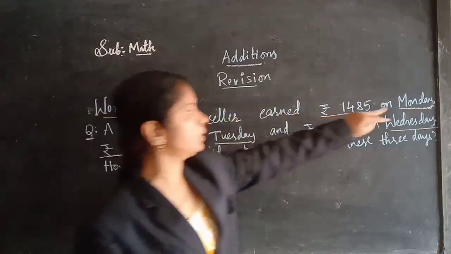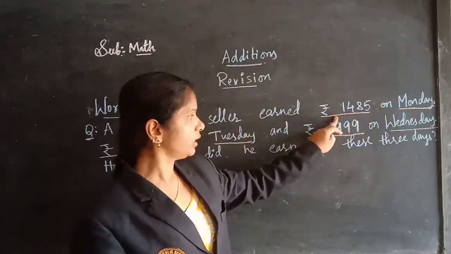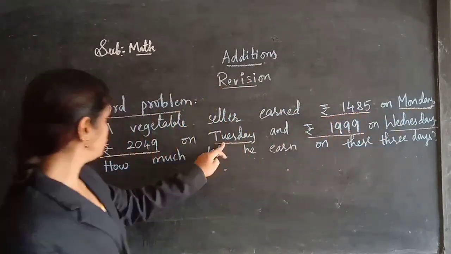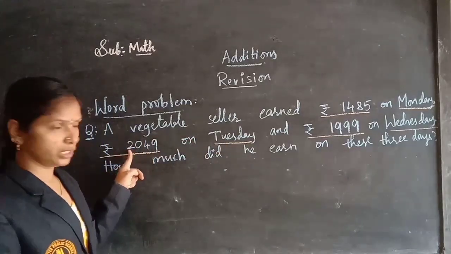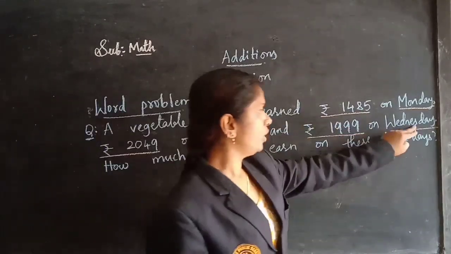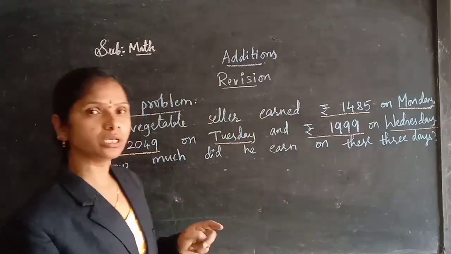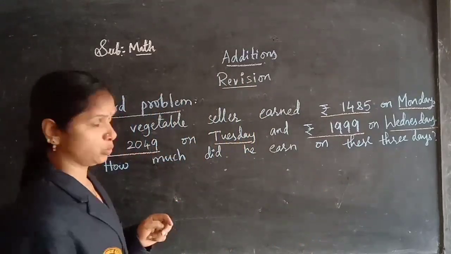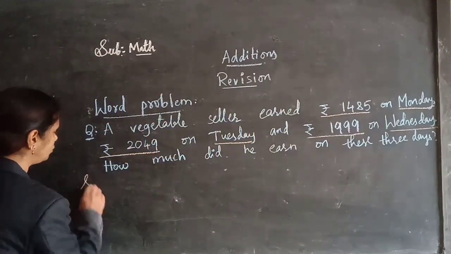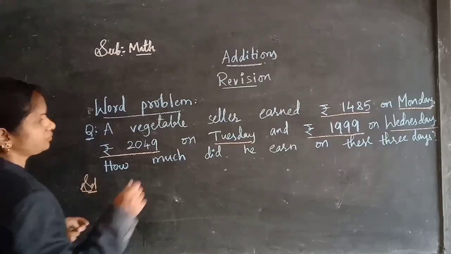So on Monday how much did he earn? 1,485 rupees. On Tuesday he earned 2,049 rupees and on Wednesday he earned 1,999 rupees. Come on, let's add here to get the total amount.